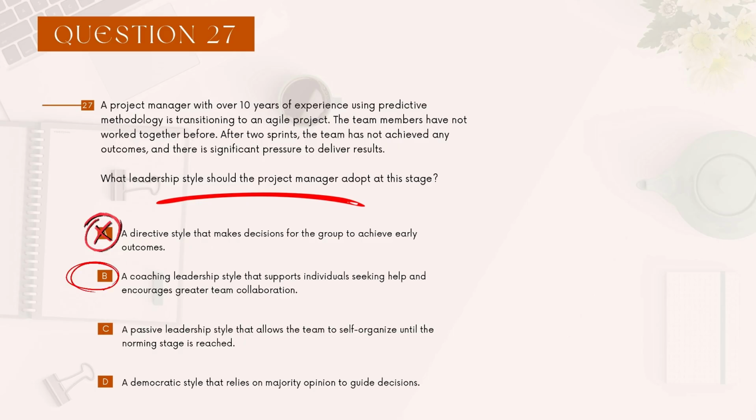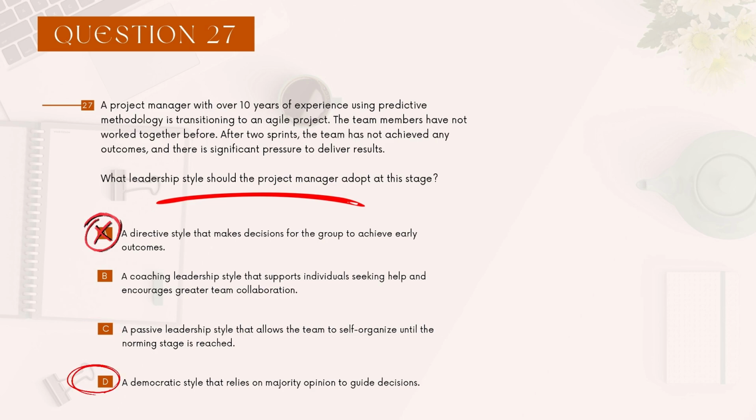A coaching leadership style that supports individuals seeking help and encourages greater team collaboration. I like that. So if you're not achieving any outcomes in an agile project, you guys need to maybe collaborate more and figure things out. C, a passive leadership style that allows the team to self-organize until a norming stage is reached. Okay, interesting. Let's leave C for now.